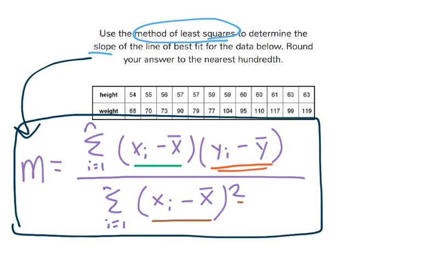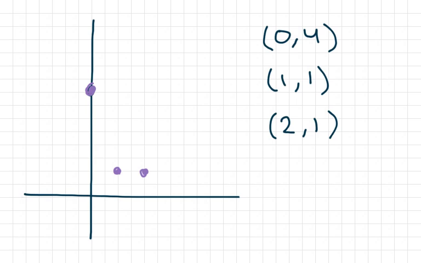Instead of looking at this table, we're not going to look at all this data because that's a lot. We're going to look at some simpler data, just these three data points: (0, 4), (1, 1), and (2, 1).